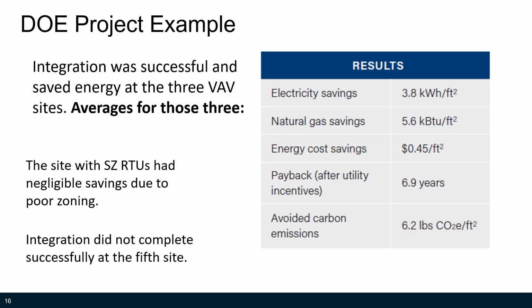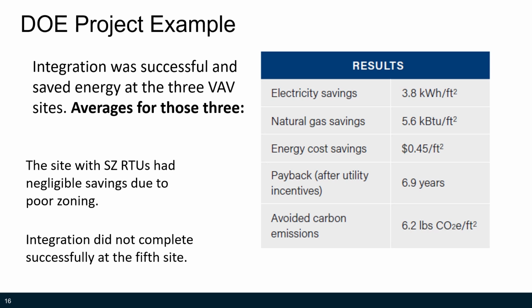Integration was successful and saved energy at the 3 VAV sites. The average electricity savings across these 3 sites was 3.8 kilowatt hours per square foot. Natural gas savings averaged 5.6 kBtu per square foot. Applying utility rates to the energy savings resulted in utility bill savings of 45 cents per square foot.